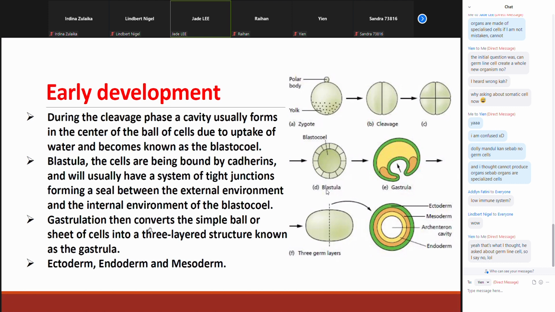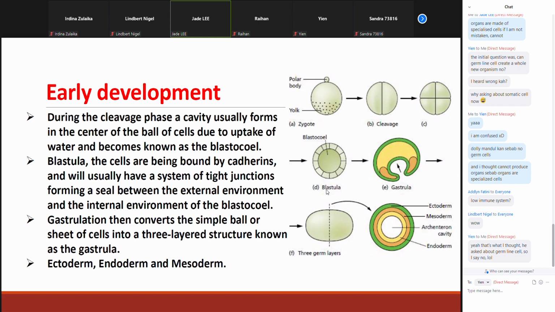Okay, and gastrulation then converts the simple ball, a sheet of cells, into the three-layer structure known as the gastrula. Right, so the cell movement heavily occurs here, establishing three different layers, which are the ectoderm, endoderm, and mesoderm, as seen here. And of course, in the middle, we have the archenteron cavity.